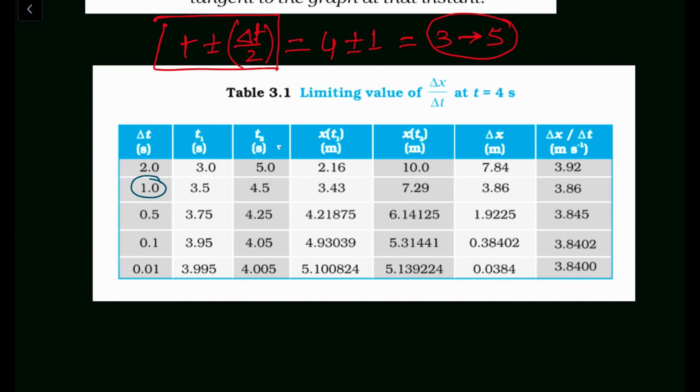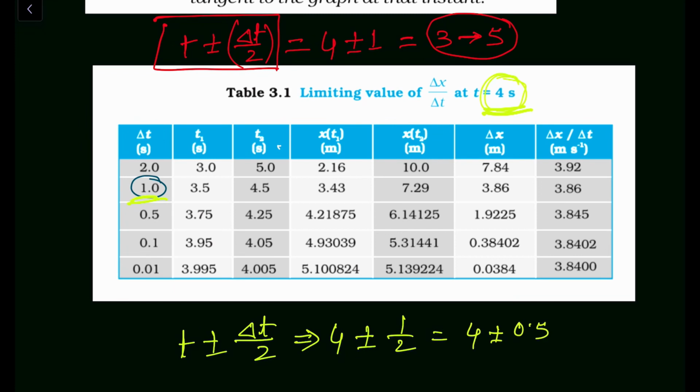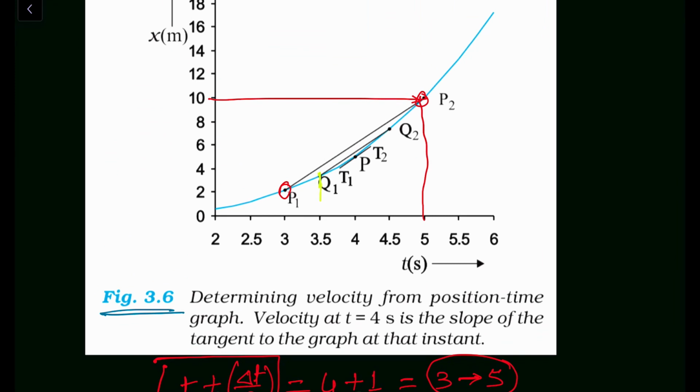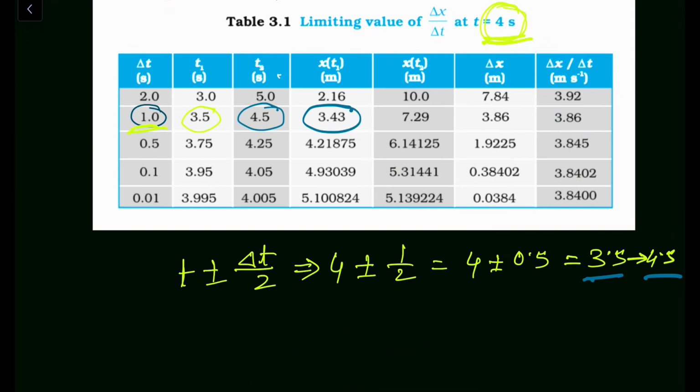In this 1 second time interval, what will be the starting time and the final time? We have to use the formula t plus minus delta t by 2. Here t is 4 seconds, because in this question we have to find the instantaneous velocity at time t equal to 4 seconds. So 4 plus minus delta t by 2, which is 1 by 2, means 4 plus minus 0.5, so it will be 3.5 to 4.5. Now let us see here. This point is 3.5 and this value is the displacement. At q2 this is 4.5 and this is the displacement. The displacement goes from 3.43 to 7.29.